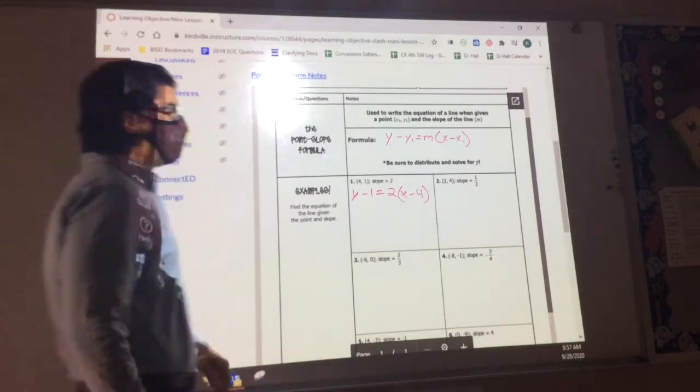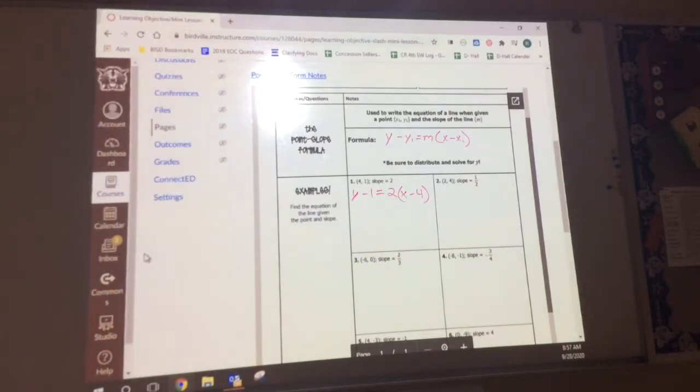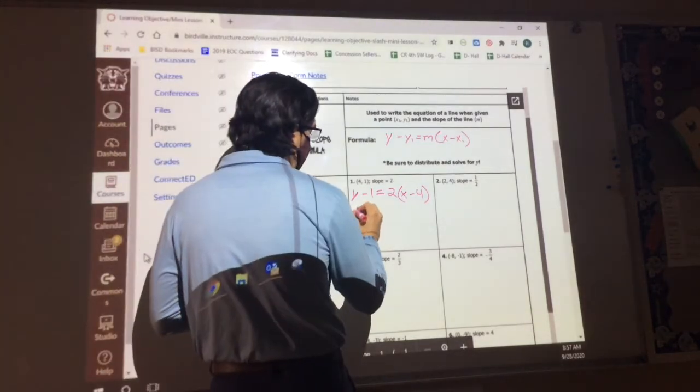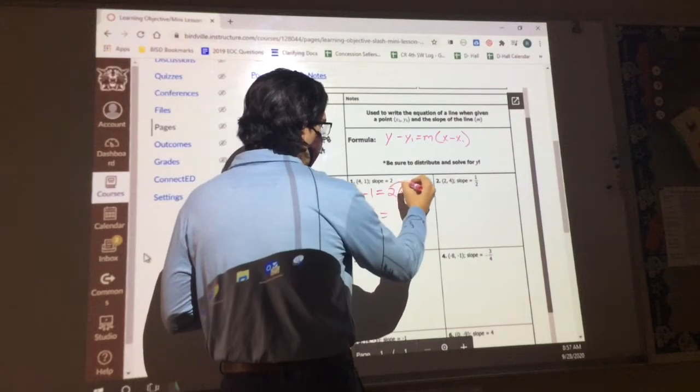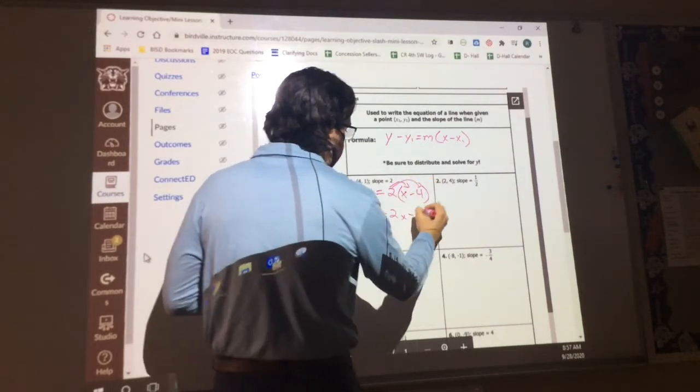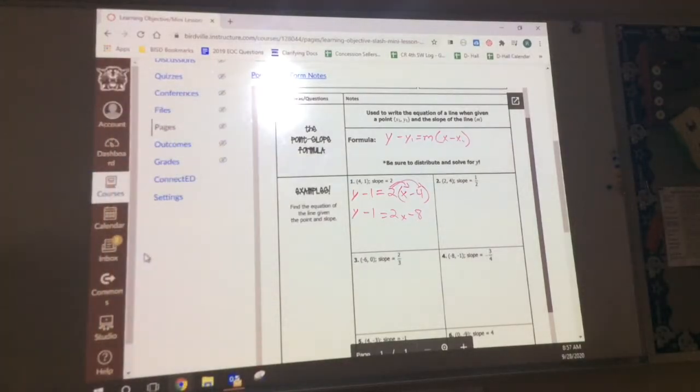Parentheses first. Can I do x minus 4? No. So what do I need to do with that x minus 4? Distribute. Good. So now I'm going to have y minus 1 is equal to 2 times x, which is 2x. 2 times a negative 4, which is minus 8. Okay, so far so good.